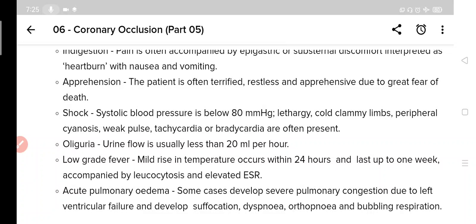There may be low grade fever also, and acute pulmonary edema. In some cases there is acute pulmonary edema. So these are the clinical features.